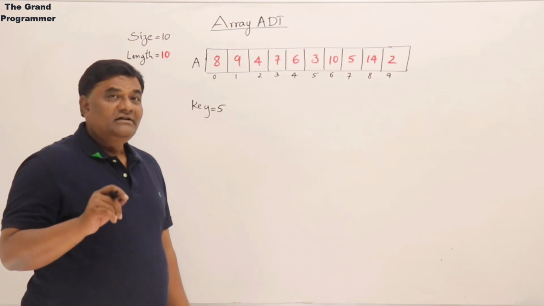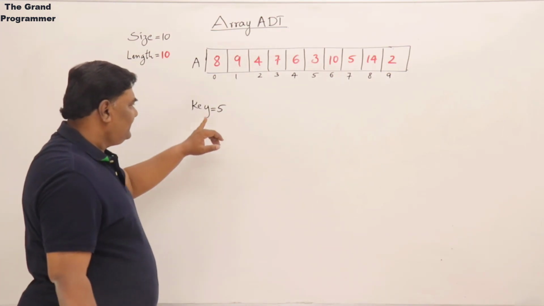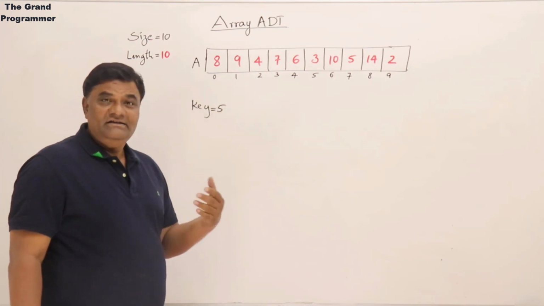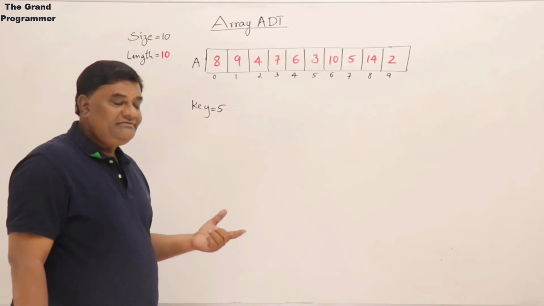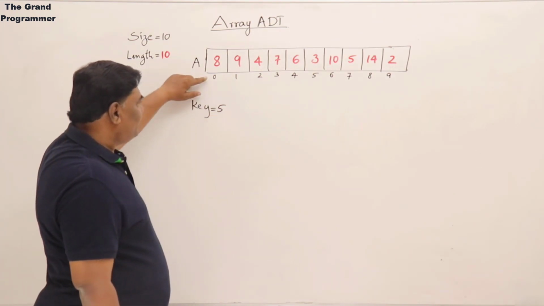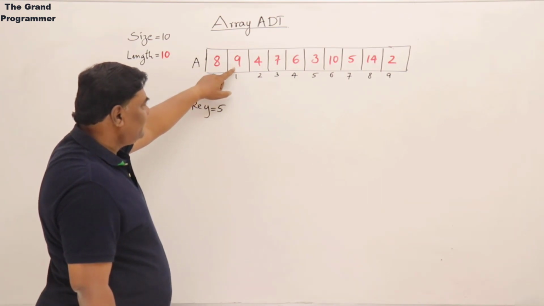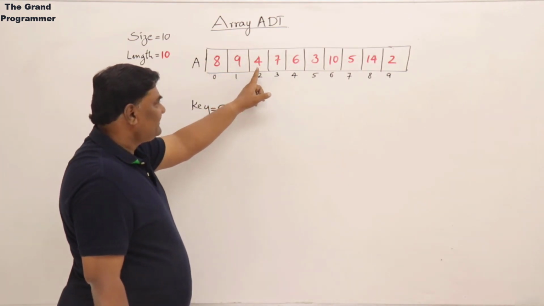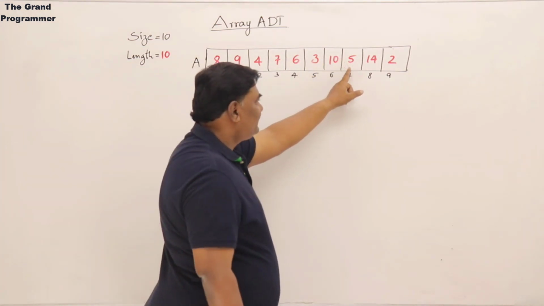Let us look at the linear search method. In linear search, we search for the key in a list linearly by checking the elements one by one. For searching 5, we will start comparing from the first element onward. Is it 5? No. Go to the next element. Is it 5? No. Go to the next element. Is it 5? No. No. No. Yes, it is found here.